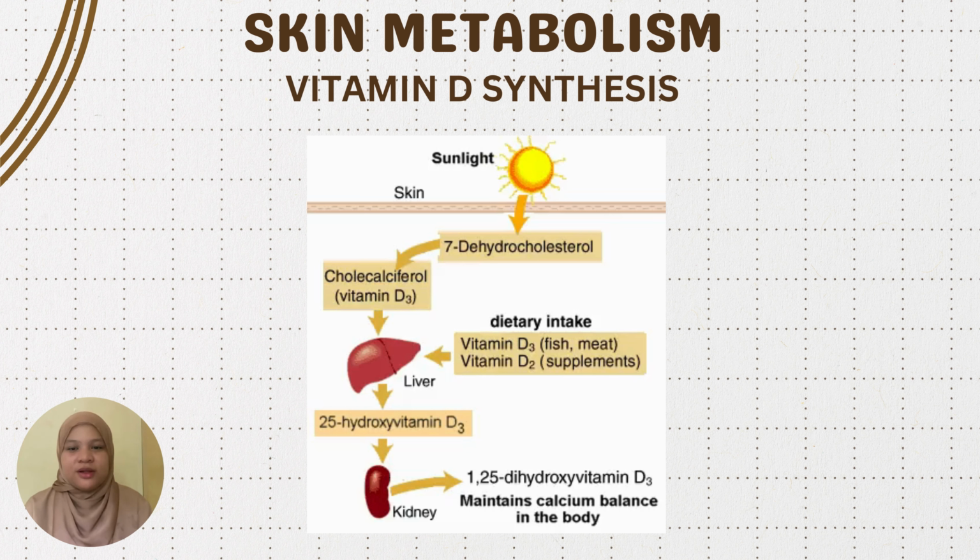Vitamin D3 is released into the bloodstream and binds to the vitamin D binding protein for transfer to the liver. In the liver, vitamin D3 is hydroxylated to 25-hydroxy vitamin D3. In the kidney, 25-hydroxy vitamin D3 is further hydroxylated to its active form, 1,25-dihydroxy vitamin D3. It is the biologically active form of vitamin D responsible for regulating calcium in the body.